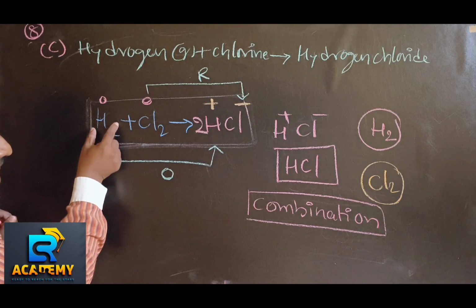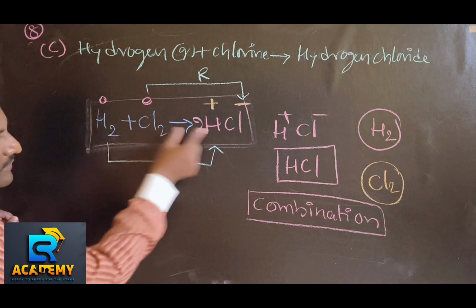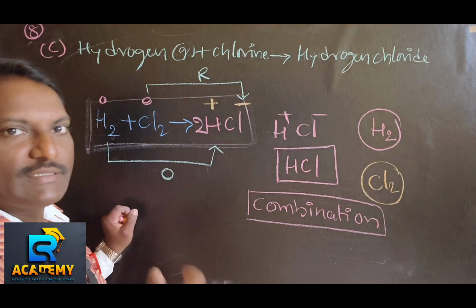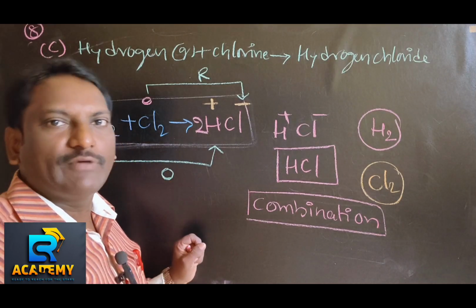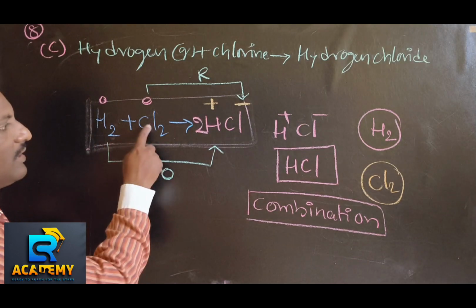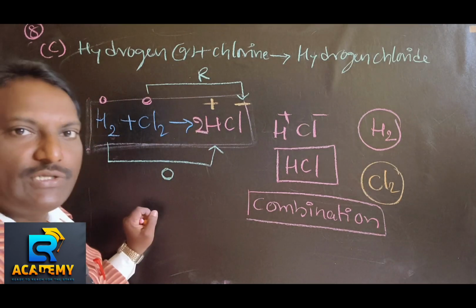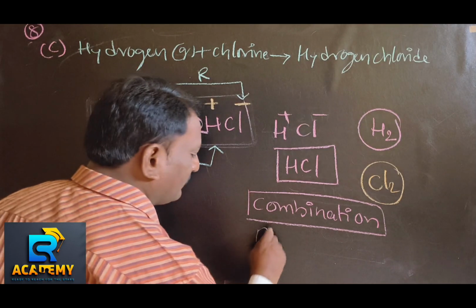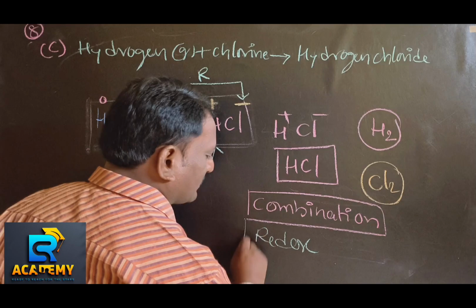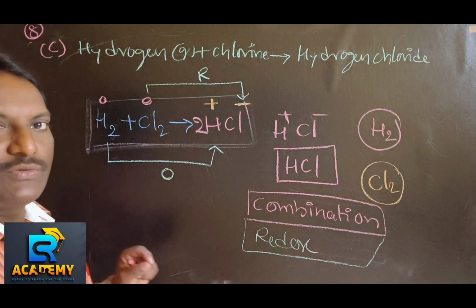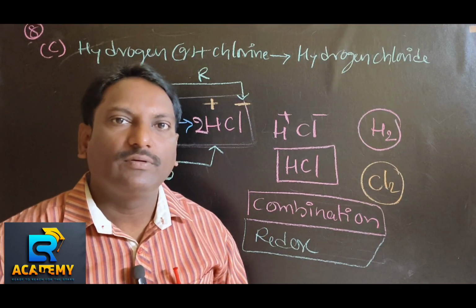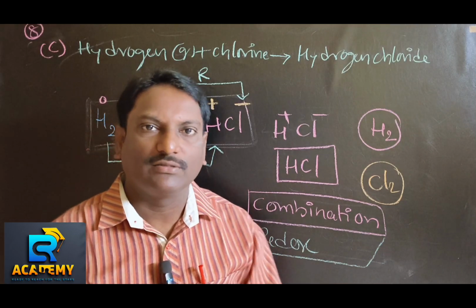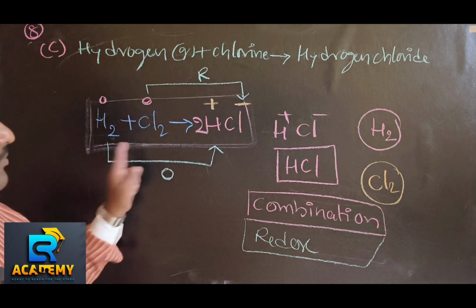Not only that, here hydrogen converts into HCl, which means chlorine is added. Chlorine is an electronegative element. Addition of an electronegative element is called oxidation. Here hydrogen is added to chlorine, and addition of hydrogen to any substance is reduction. So it is a redox reaction and at the same time a combination reaction. You will get this question in the examination: give one example of a chemical reaction which is combination as well as redox. This is the best example. Make a note, my dears.